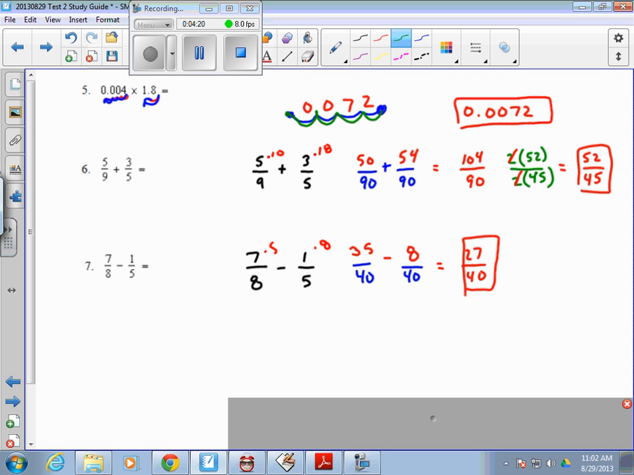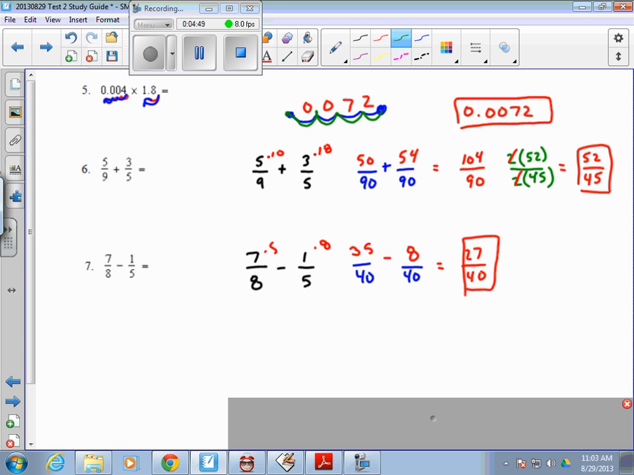Ask yourself the question, what do I need to multiply 8 by to get 40? The answer is 5. So multiply 7 times the same number 5. You get 35. On the second fraction, you have to ask yourself, what do I have to multiply 5 by to get 40? The answer is 8. So multiply 1 by the same 8, and you're left with minus 8. So you have 35 over 40 minus 8 over 40. The bottom number is now the same, 40. And subtract 35 minus 8, and you get 27 over 40.